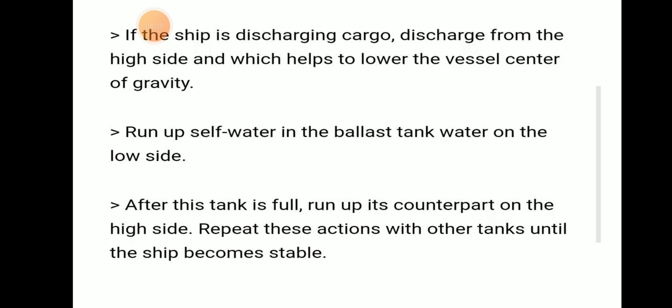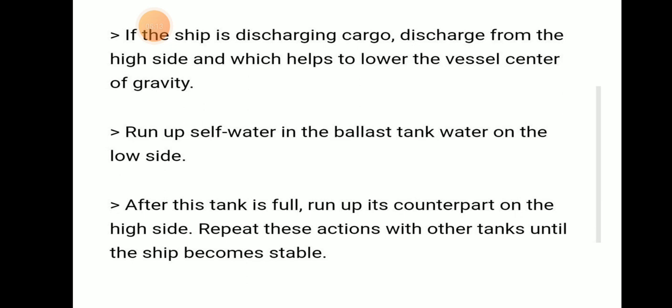If the ship is discharging cargo, discharge from the high side, which helps lower the vessel's center of gravity. We then have to run the ballast tank water on the low side, filling the ballast tank on the low side. After this tank is full, run its counterpart on the high side. Repeat this action with other tanks until the ship becomes stable.